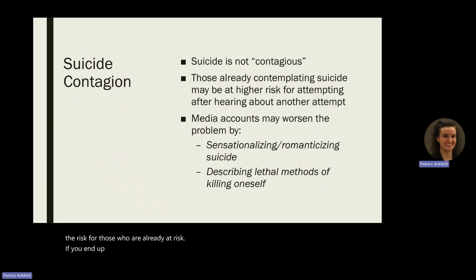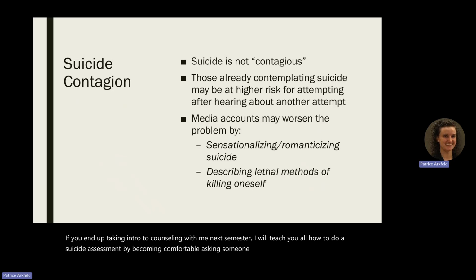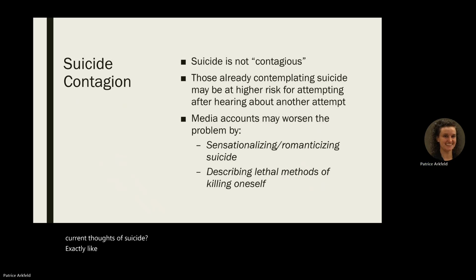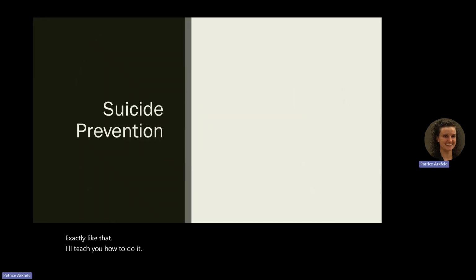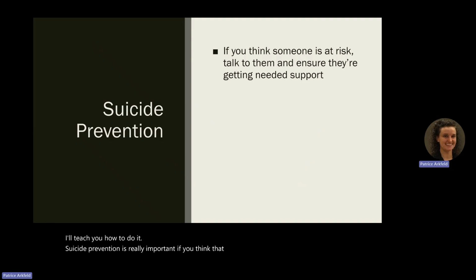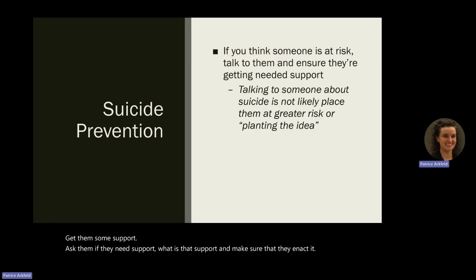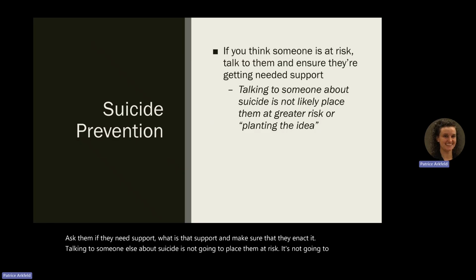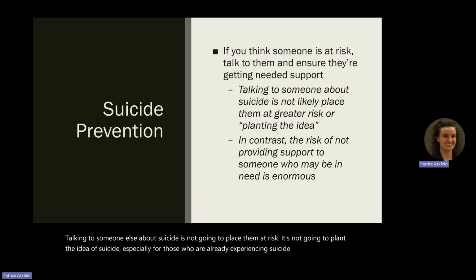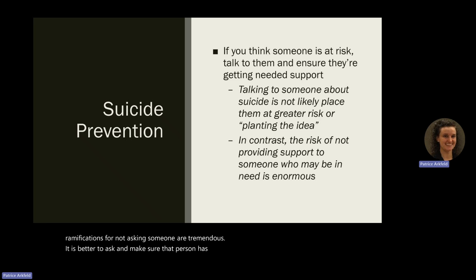If you end up taking intro to counseling with me next semester, I will teach you all how to do a suicide assessment by becoming comfortable asking someone, are you experiencing any current thoughts of suicide? Exactly like that. I will teach you all how to do it. Suicide prevention is really important. If you think that someone is at risk, talk to them, ask them, are you having thoughts of suicide? Get them some support. Ask them if they need support. What is that support? And make sure that they enact it. Talking to someone else about suicide is not going to place them at risk. It's not going to plant the idea of suicide, especially for those who are already experiencing suicidal thoughts. But the ramifications for not asking someone are tremendous. It is better to ask and make sure that that person has support than it is to not.